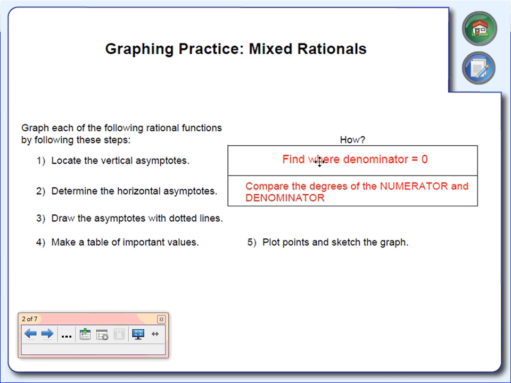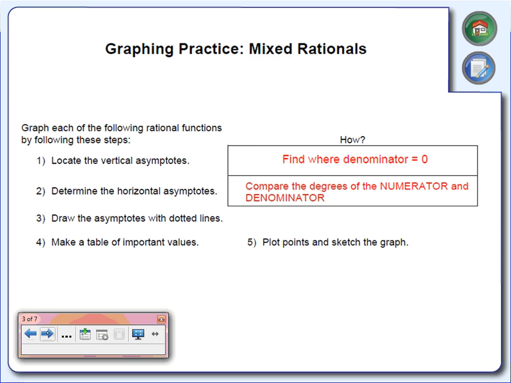Once you know where those vertical and horizontal asymptotes are, you draw them. Then you can go ahead and make yourself a table of some important values and then plot those points on your graph. So that's what we're going to be working on today: drawing our asymptotes, getting some points, and then creating our graphs.